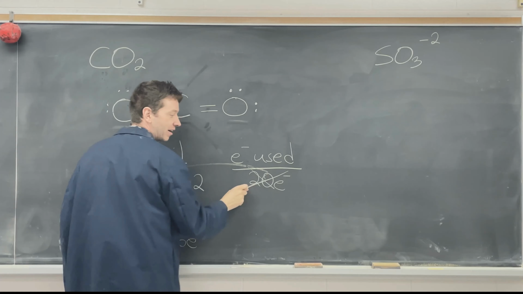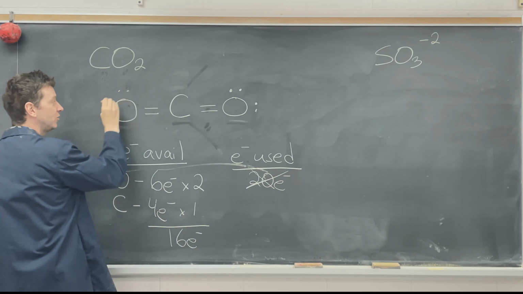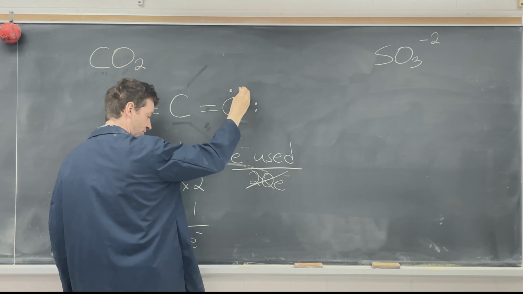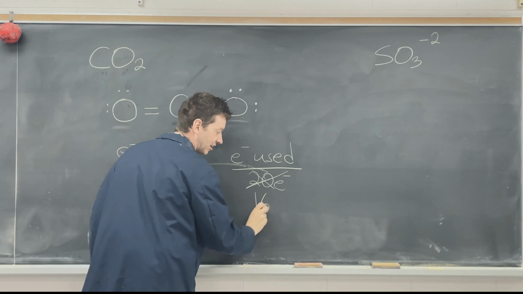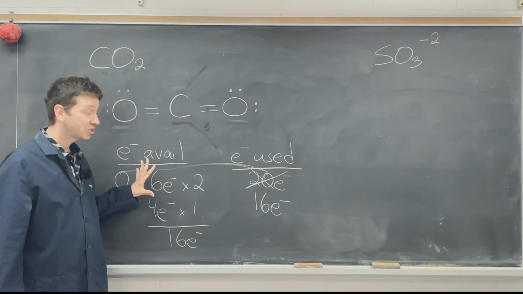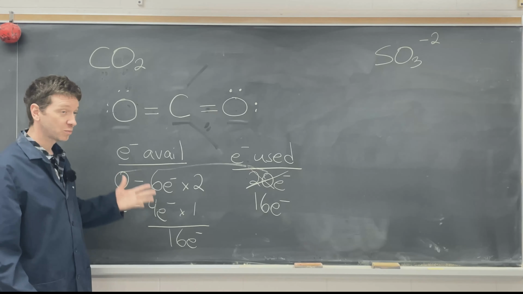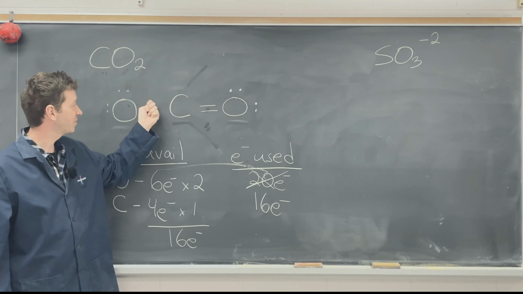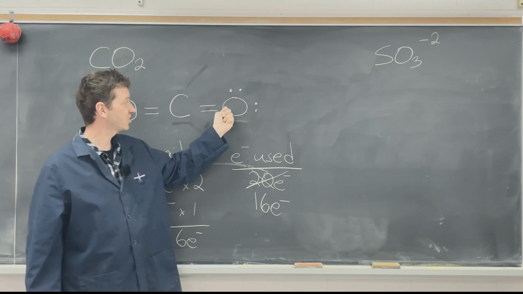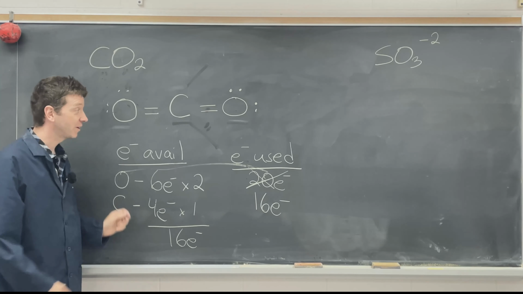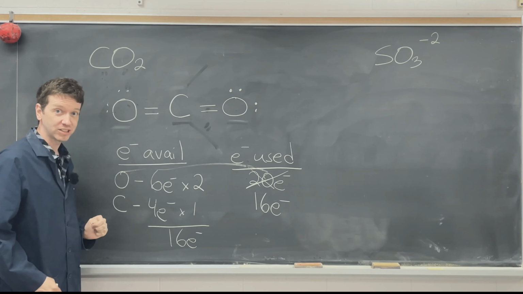So now, how many have we used? 2, 4, 6, 8, 10, 12, 14, 16 electrons. Okay, so then double check to make sure everything's stable as well. So oxygen has 2, 4, 6, 8. Carbon has 2, 4, 6, 8. And oxygen has 2, 4, 6, 8. So that is how we're going to do our Lewis structure.